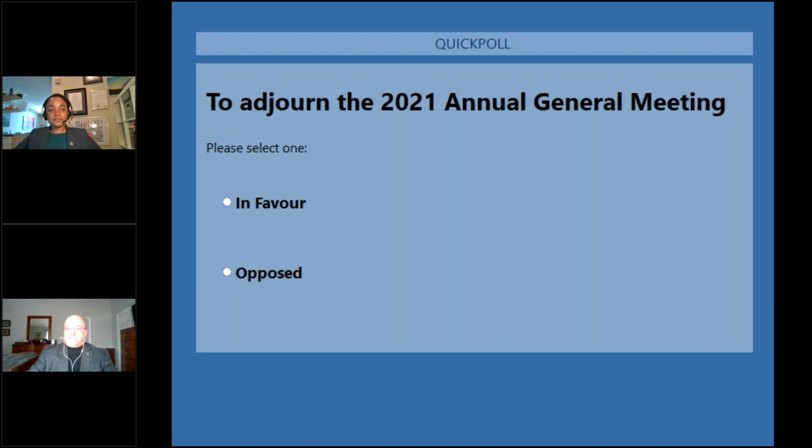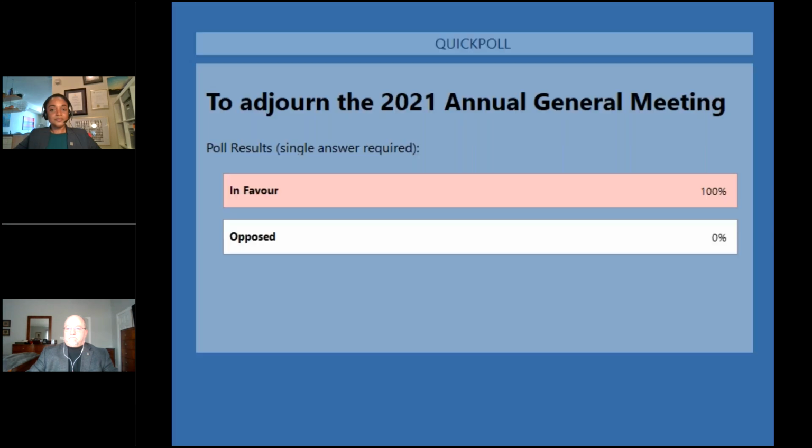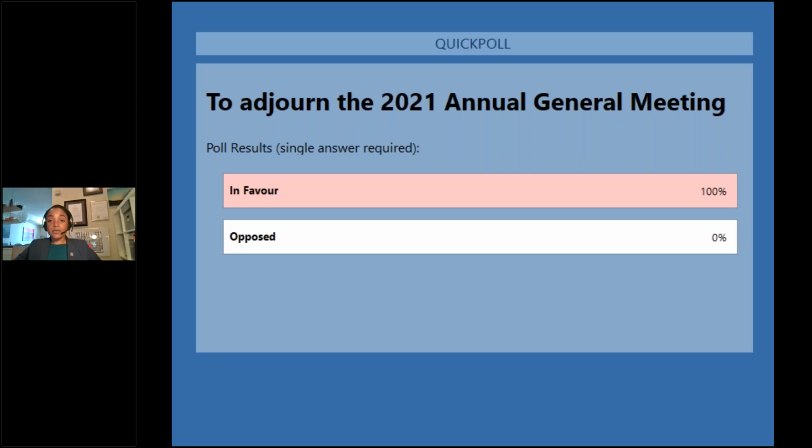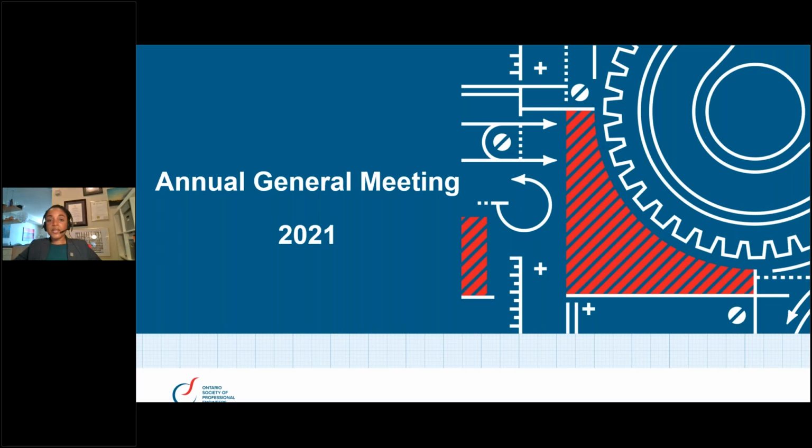The poll will close in 10 seconds. Madam Chair, the motion has been approved. Thank you, Dana. I declare the motion to be carried and declare the 2021 Annual General Meeting closed.